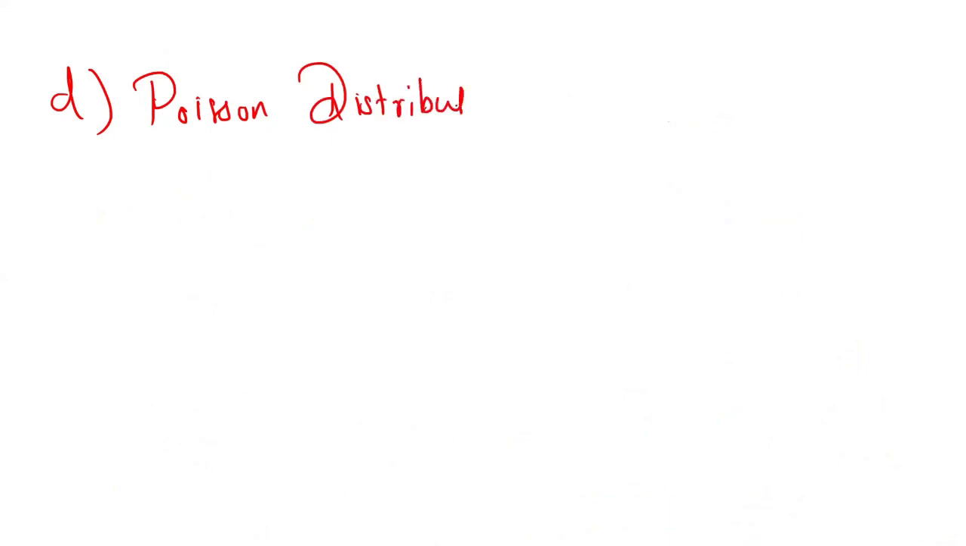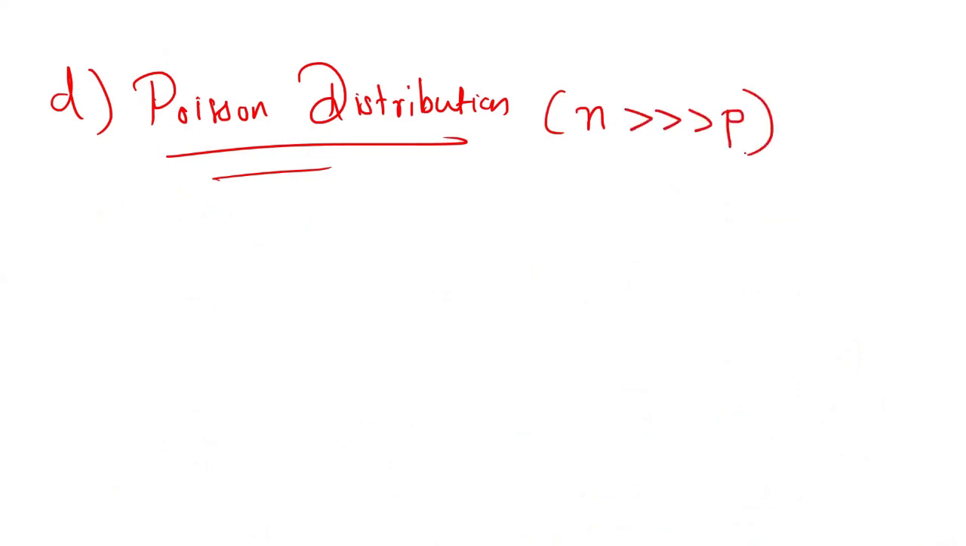And the final one that you have is the Poisson distribution. So what happens in this case? When is the Poisson distribution applicable? If the total number of trials is much greater than the success probability, then the Poisson distribution is applicable. And the probability of X for the Poisson distribution is given as e raised to minus lambda, lambda raised to X upon X factorial.